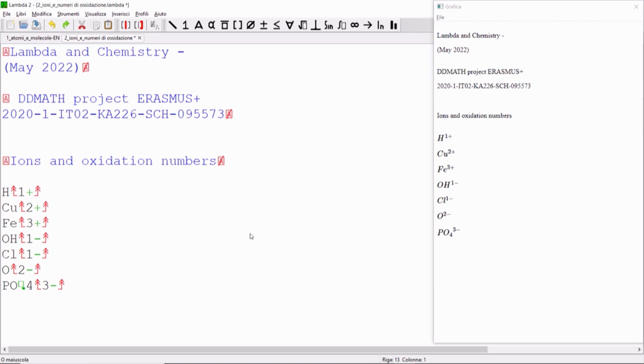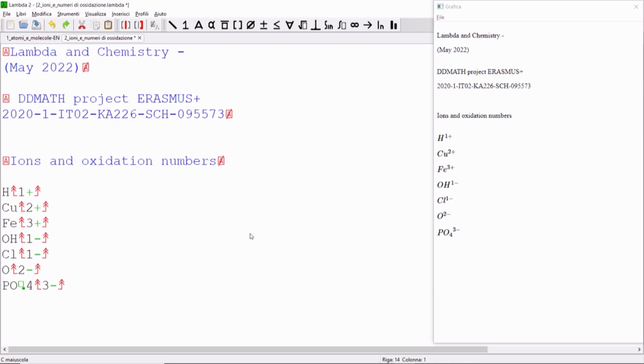For negative ions, the way of writing is similar. Enter power with compound exponent, and the value of negative charge, followed by the minus symbol. Here are some examples. Hydroxide ion, or hydroxyl. OH, open power with compound exponent, 1, minus, close power with compound exponent, with an oxidation number of -1.